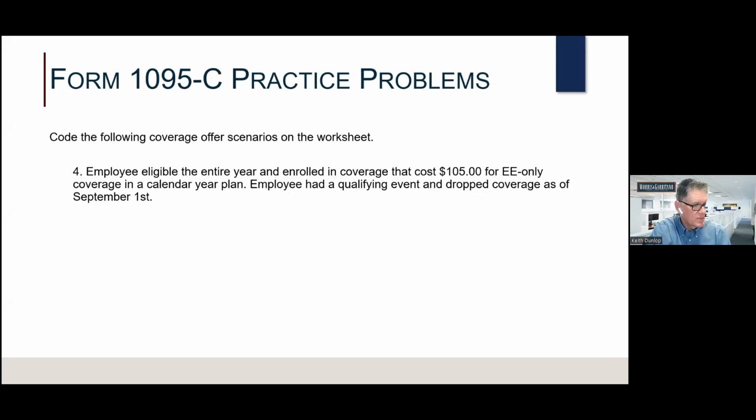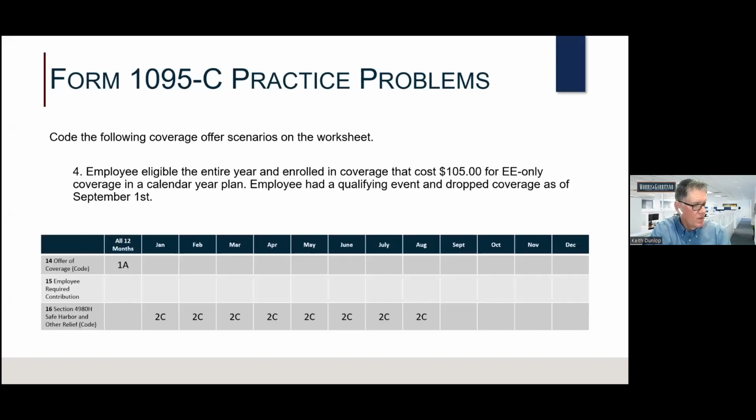Okay, so here is our next form. Eligible all year, cost of coverage is 105 for the employee, and the employee mid-year had a qualifying event and then dropped coverage. So here we see our qualifying offer of coverage code, code 1A, and the reason why it's here is because of the cost of coverage to the employee. 105 is below that FPL number, and so we have 1A on line 14.